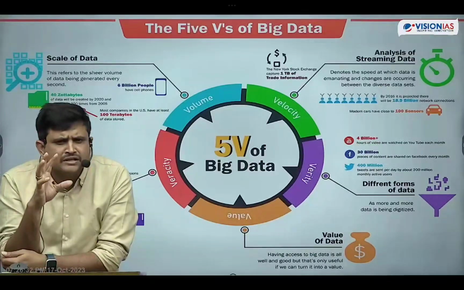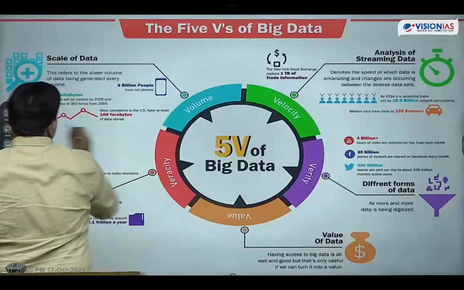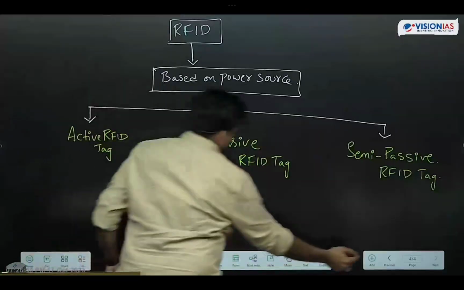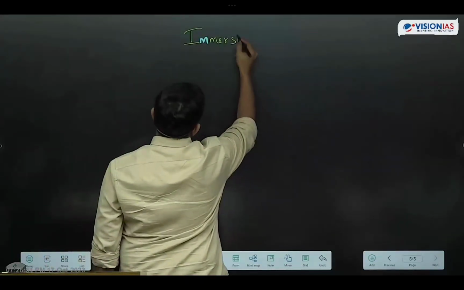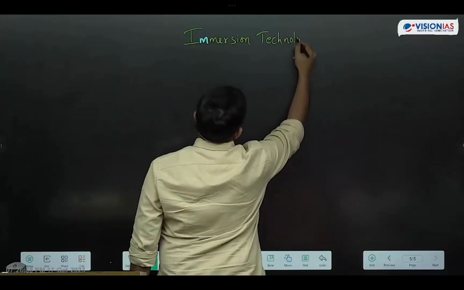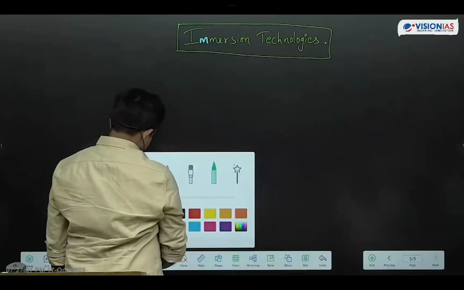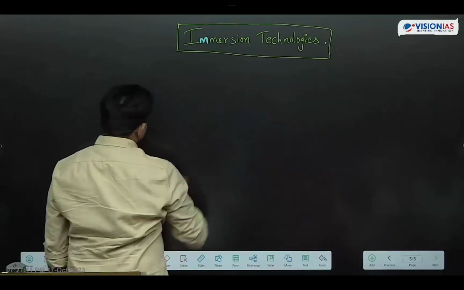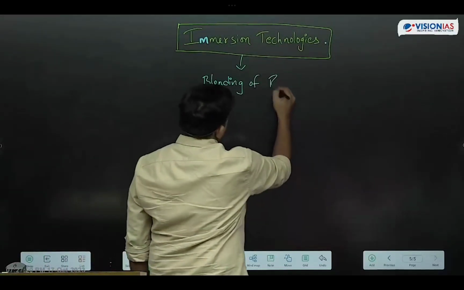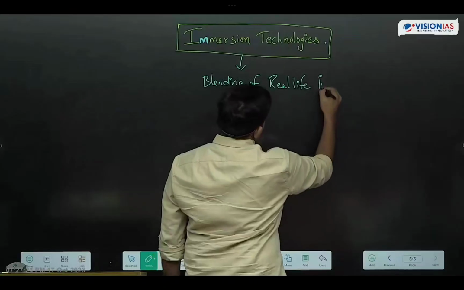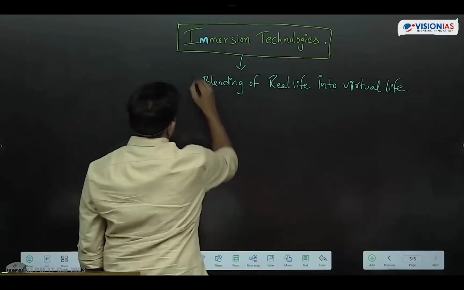3D printing or immersion technologies. I will take immersion technologies first, then I will come to 3D printing. What do immersion technologies mean? Immersion technologies mean nothing but blending of real life into virtual life.